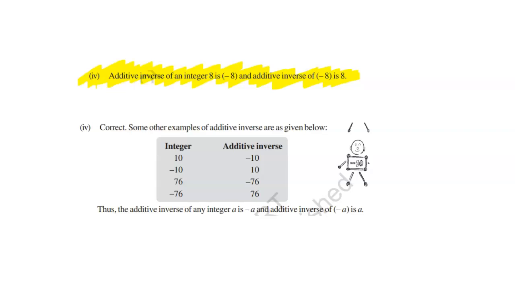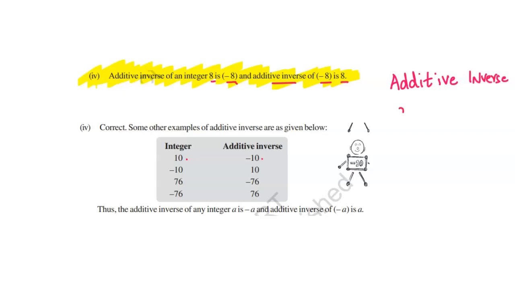Next statement is that additive inverse of an integer 8 is negative 8 and additive inverse of negative 8 is 8. Here many examples have been taken in the book. So if 10 and negative 10. So first let us understand what is additive inverse. Additive inverse is any such number which when added to your integer gives us 0.